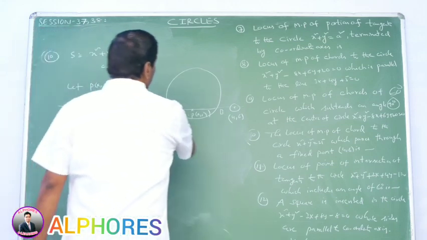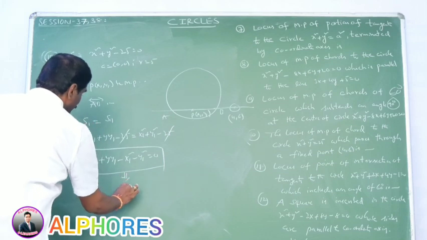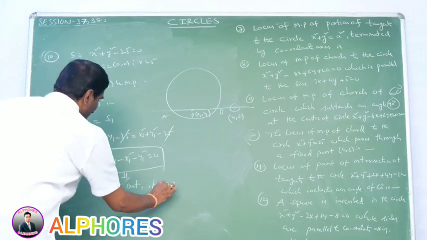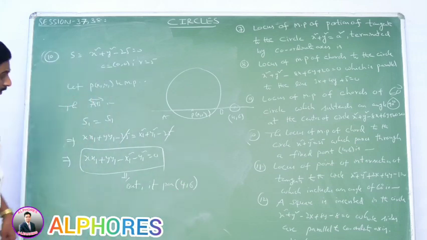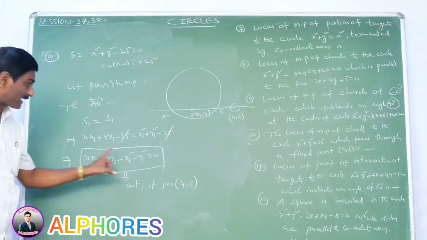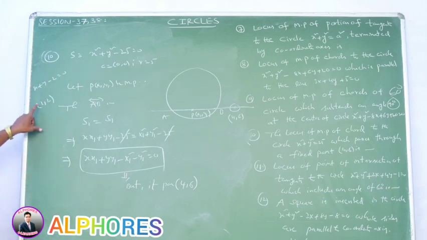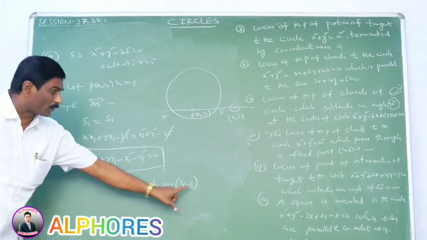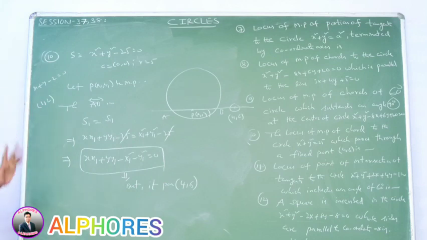But this chord passes through a particular point. What is that point? (4, 6). It passes through the point (4, 6). That means x, y can be replaced by 4, 6. In this case, the line passes through this point. Suppose x + y - 2 = 0 is one of the lines, and it passes through (1, 2), so in this line x can be taken as 1, y can be taken as 2. Here this chord passes through (4, 6). That means x = 4, y = 6. Substitute this point in this equation, we get the required locus.